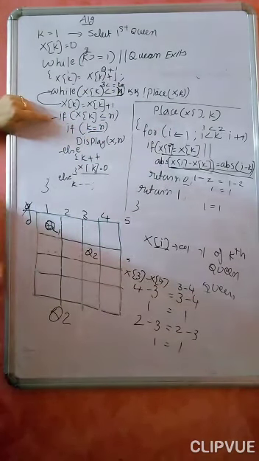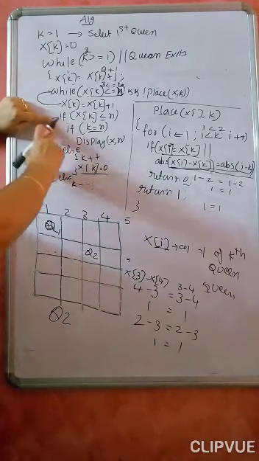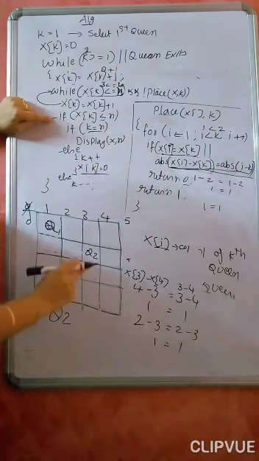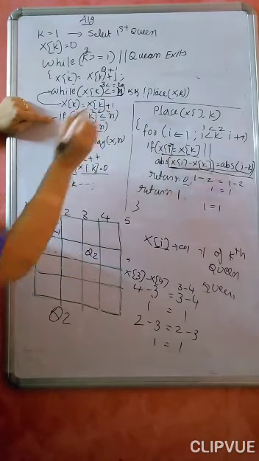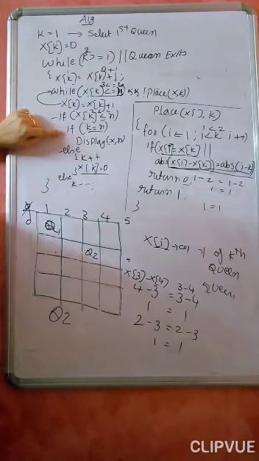I will go back to the if condition. Now if x of k, what is x of k? Where have I placed now? 3. Is 3 less than or equal to 4? Yes. Again I will check, is it the last queen?